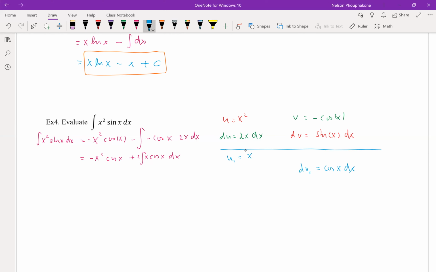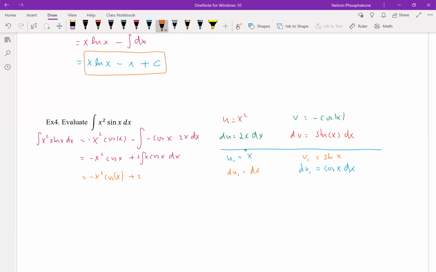Okay. So for some problems, we may need to do the integration by parts more than once, right? Then now we will have v sub 1 equal to sine of x, and du sub 1 is dx now. And of course, I will have negative x squared cos of x. This one won't change, right?